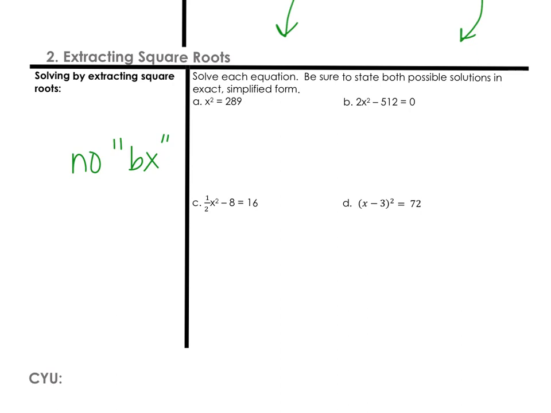So we isolate our x squared, take the square root of each side, remember plus or minus in your answer, and simplify that square root. So that's where the part up above will come into play when solving. You'll be asked to solve specifically by extracting square roots for at least one problem on the achievement assessment.